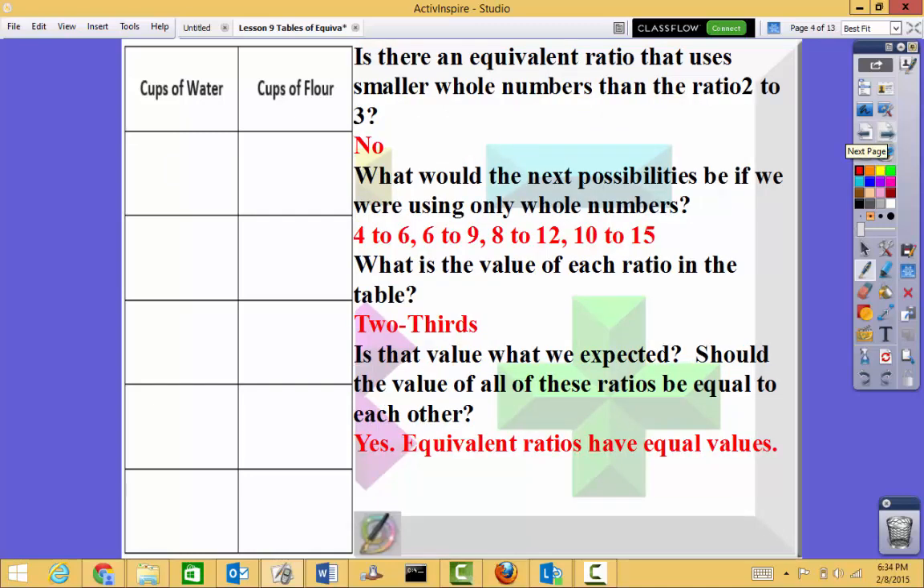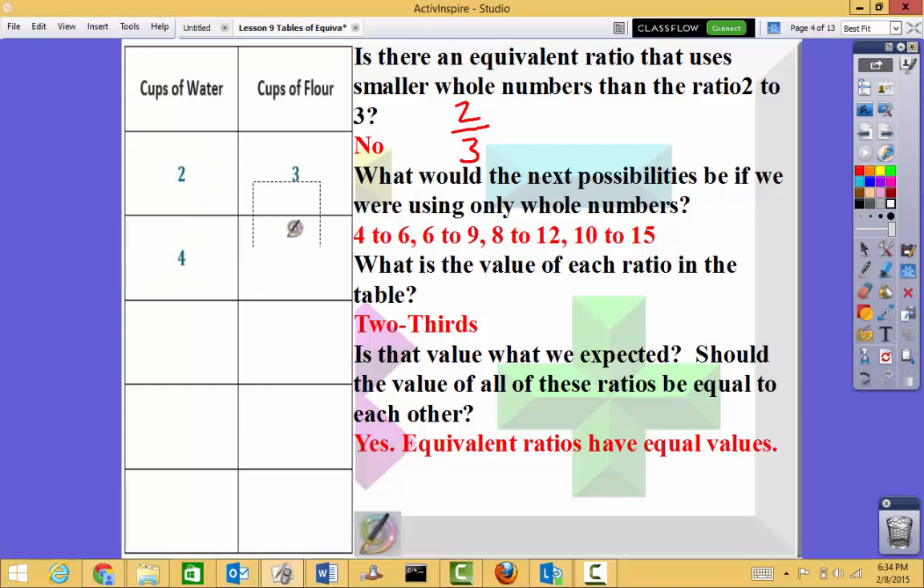So let's go on to this part. Is there an equivalent ratio that uses smaller whole numbers than the ratio 2 to 3? No. If I think of it as its fractional form, 2 over 3, I can't simplify that anymore. So that's my smallest equivalent ratio. Now, what would the next possibilities be if we were using only whole numbers? Well, I know if I double it, I'm going to have 4.